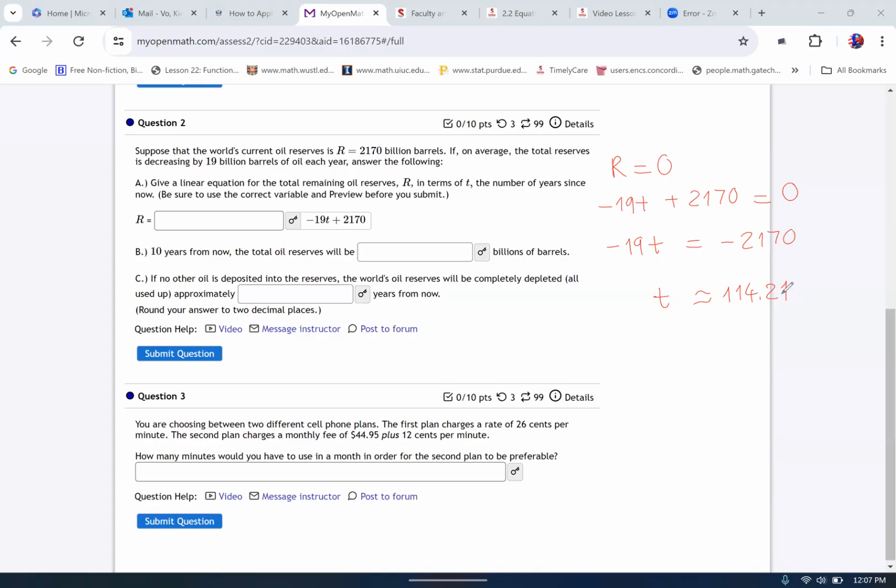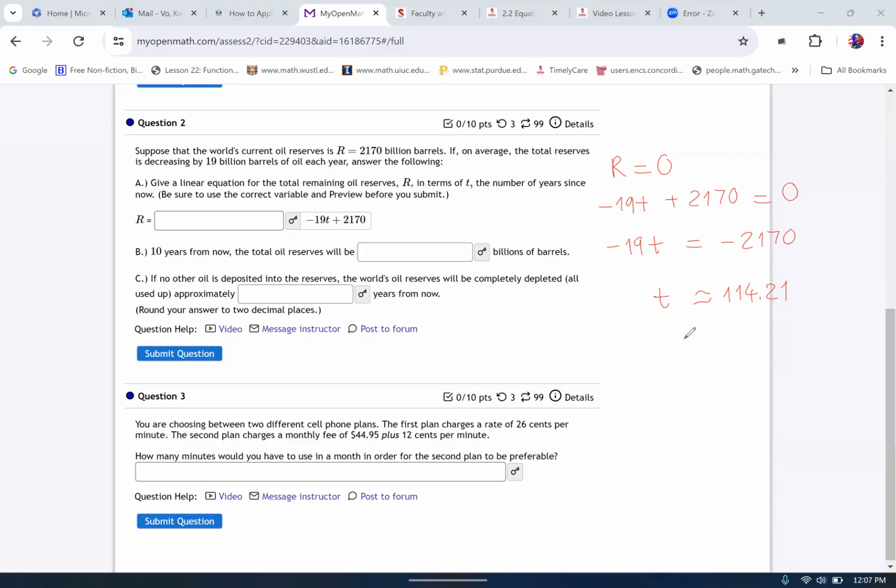So let's just check. So basically, roughly 114.21 years from now, the oil reserve will be completely used up. Now here, we're assuming that if we don't deposit any more oil into the reserve, which may not be true, because before it is completely used up, typically we would deposit more oil into the reserve.